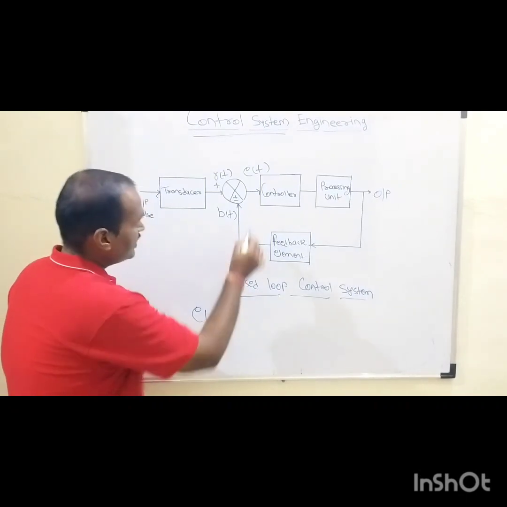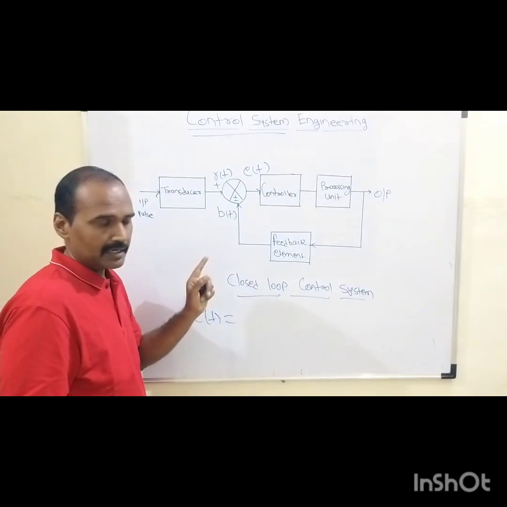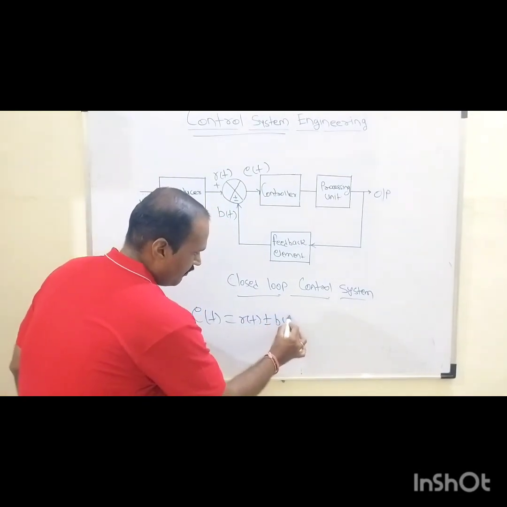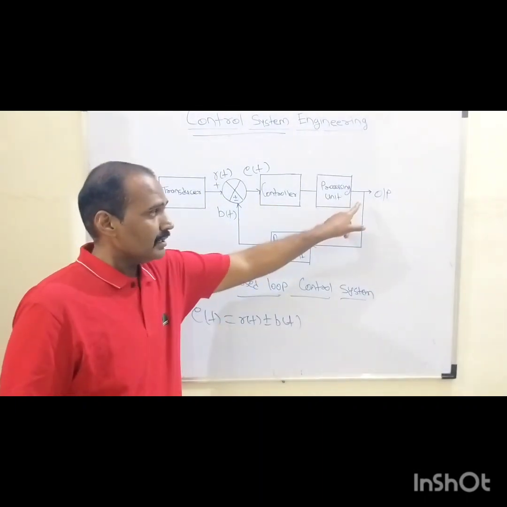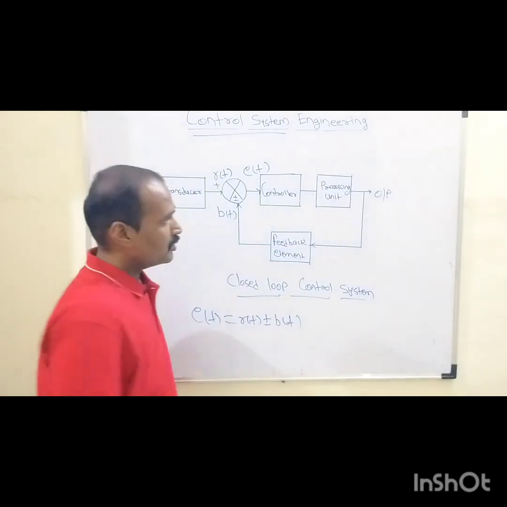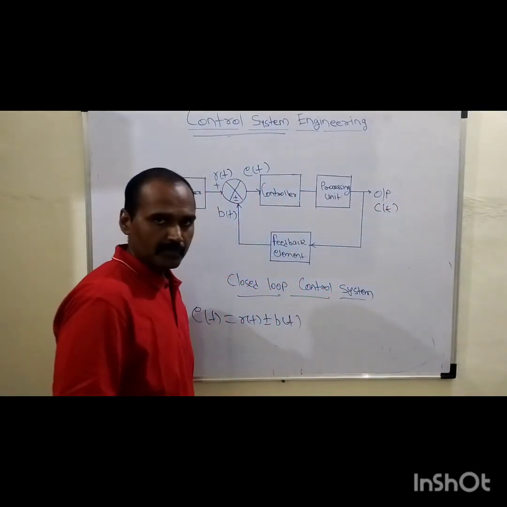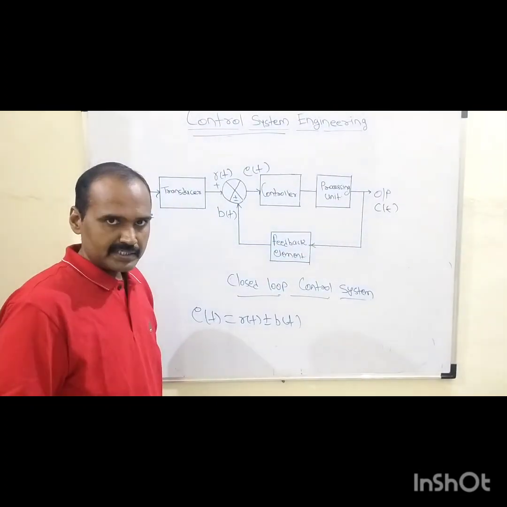Now how to get this E of t? By subtracting or adding these two signals, right? Which two signals? This R of t plus or minus B of t. B of t is nothing but what? The desired feedback signal which is to be obtained from this output denoted by C of t, the time domain representation. These are the signals which are proportional to the output of that system.